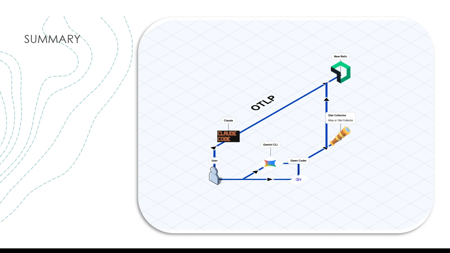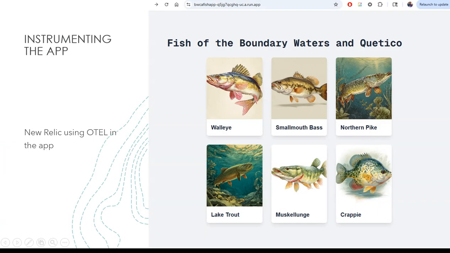We built an app, and in doing so, we used Gemini CLI to go to an Open Telemetry collector to New Relic, Qwen Coder to go to an Open Telemetry collector to New Relic. And I did use some Claude Code. Now, Claude Code has the advantage of being able to go right to New Relic, but I'll show that in just a little bit.